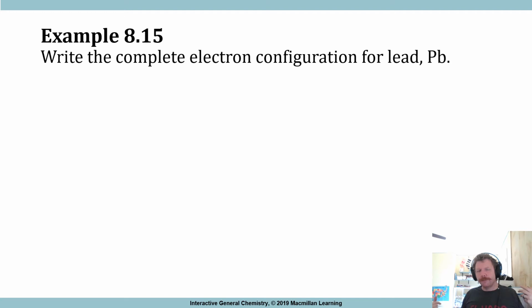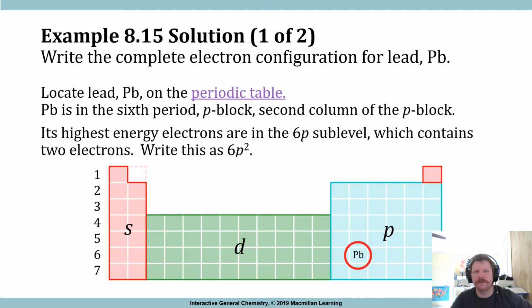What we want to do is write out the complete electron configuration for an element like lead. That's seemingly a pretty daunting task, but the way we're going to do it is look at that figure. Lead is right there, in the 6th period of the P block, the second column of the P block. Its highest energy electrons are in the 6p subshell, which contains 2 electrons. We're going to write that as 6p2.